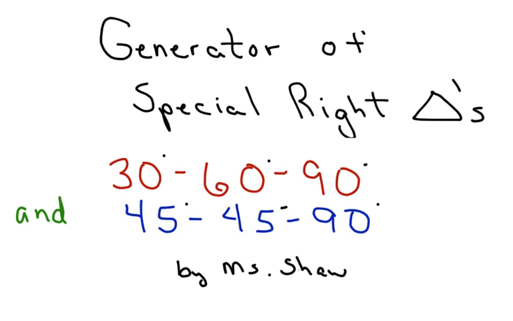Okay, we're going to go over the generator of special right triangles. We're talking about the 30, 60, 90 degree triangles and the 45, 45, 90 degree triangles. This should be the first page of your trig book. This is what starts your ratios and all that. So this is an important concept.